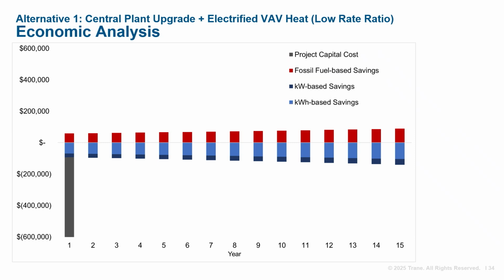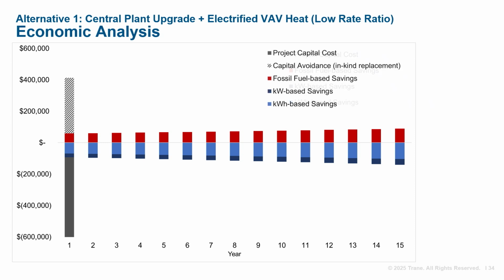To install the new chiller and VAV boxes with electric heaters, we have a first cost, shown here as project capital cost in gray. This is a negative cost, nearly $600,000 spent in year one. We need to account for the cost of the baseline, where we replace equipment like for like. This is represented as capital avoidance in-kind replacement in the hatched bar.